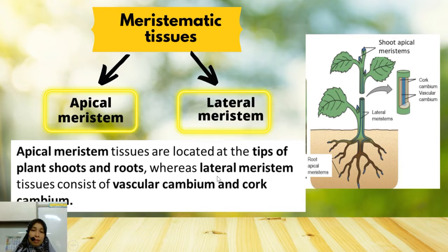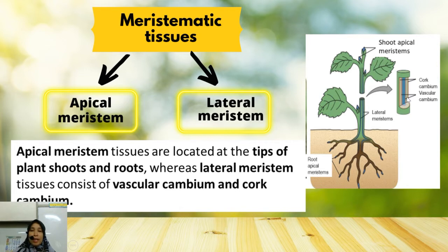Whereas the lateral meristem tissue, lateral refers to the side meristem. This tissue consists of vascular cambium and cork cambium. This is referred to the stem of the plant. So in the stem of the plant, there is lateral meristem. This lateral meristem consists of what? Cork cambium and also vascular cambium.